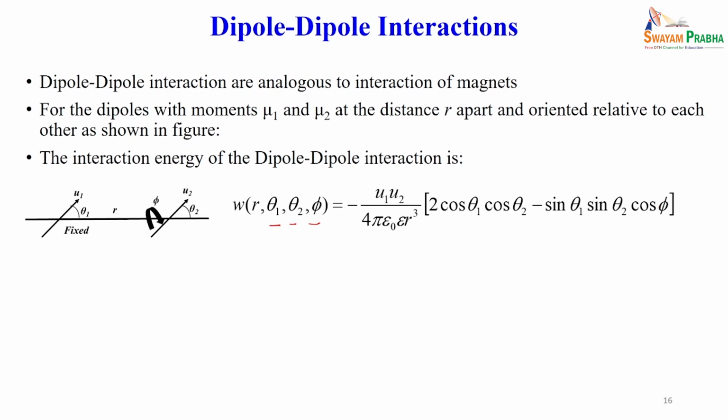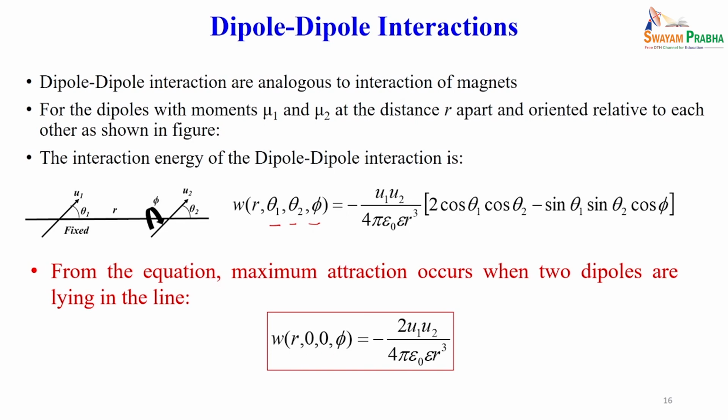Now, as cos theta is coming, the maximum value of cos theta will be at 0. So, if you put this value at 0, this will be 2 u1 u2, the 2 is coming from here, upon 4 pi epsilon naught epsilon into r cube. So, this is the maximum attraction, which occurs when the dipoles are lying in a line. In a line means theta is equal to 0.